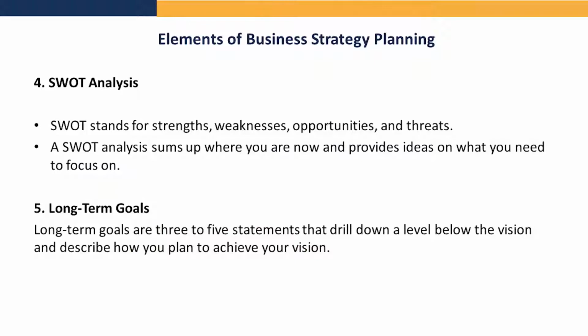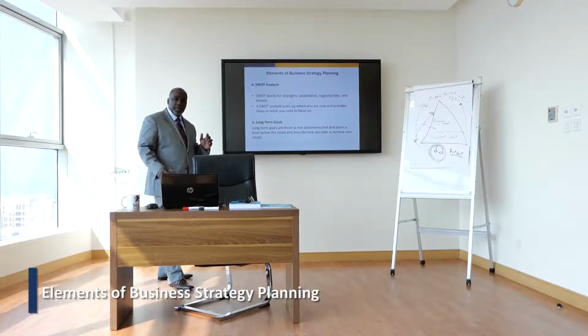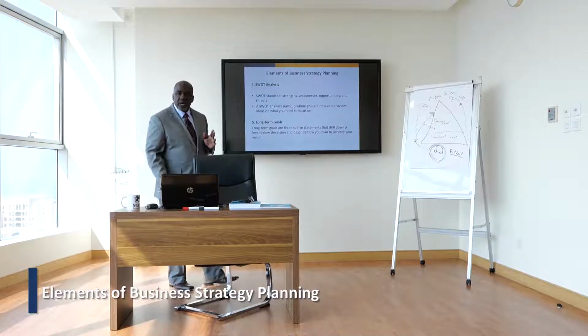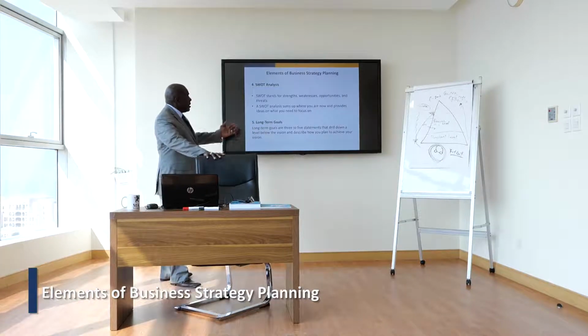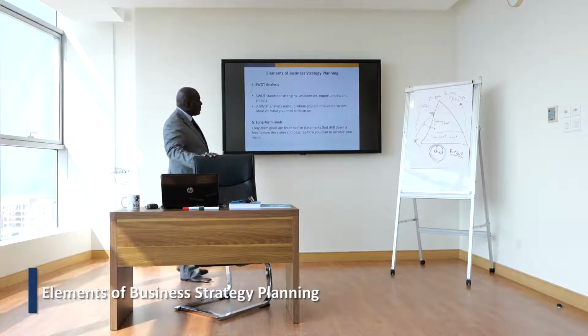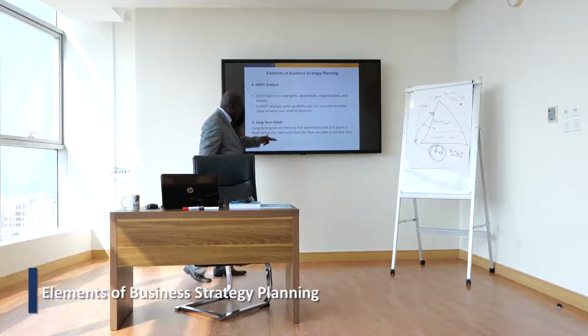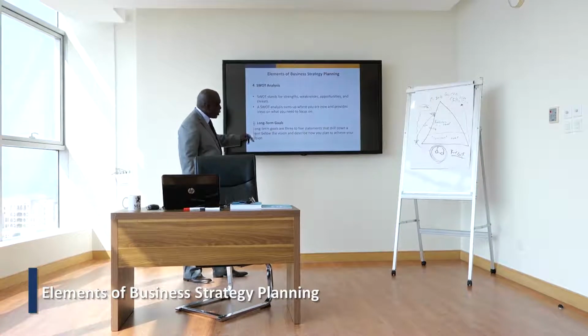Then, of course, we've got long-term goals. Long-term goals are typically 2 to 5 years out, maybe 3 to 5 years out. Short-term goals could be yearly, 1 to 3 years, right? But essentially, it's statements that drill down to the level below the vision. It's right below the vision and describes how you plan to achieve your vision. This is a long-term goal.